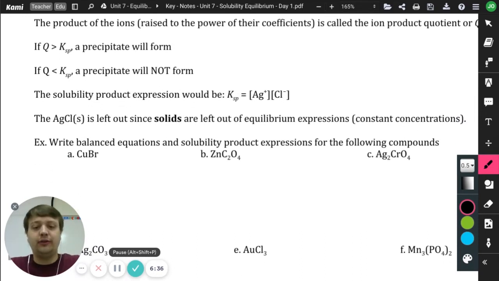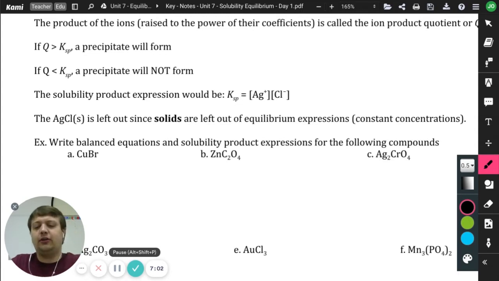If it's equal to it, would we or would we not see a precipitate? We would not. Why? Because if they are equal, that tells me that we are at equilibrium, and so there would be no precipitate formed, but it would still be a saturated solution. All right. Now, let's actually get into solving for these KSPs.